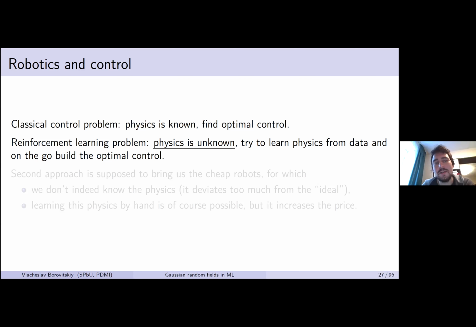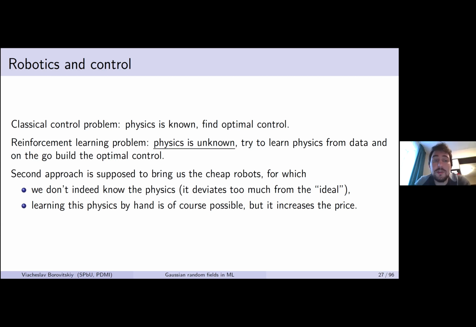The second approach is important because it's supposed to bring us cheap robots, for which we most often don't know the physics that they have. It deviates too much from the ideal physics. So you have some cheap manufacturing, and there are many deviations from the design. So you cannot rely on the textbook physics. You have to learn your physics for every particular robot manufactured, if it's manufactured in some cheap manner.